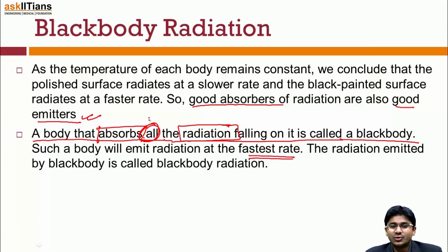Now, since this is absorbing all the radiation, what will happen? It's absorbing the highest amount of radiation. So, it will also emit the highest, being a good emitter because it is a good absorber. The radiation emitted by a black body is called black body radiation. Now, how do we make a black body radiation? Is it possible to have a body that will absorb all the radiation? Practically not.